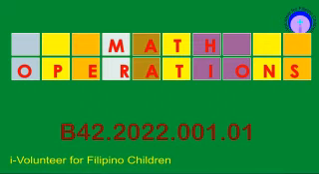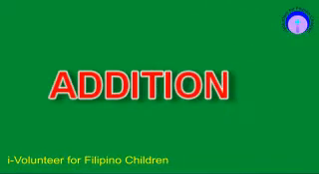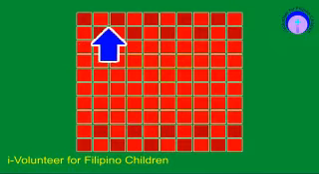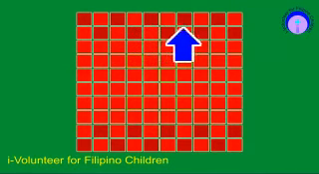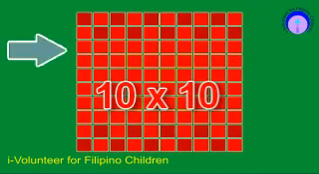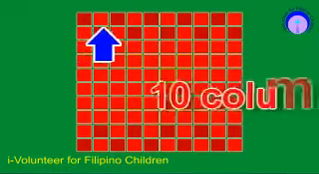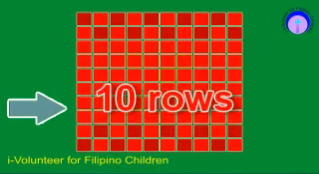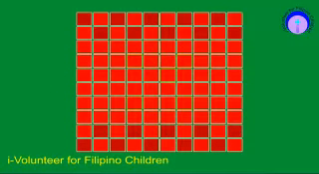In this video, we are going to introduce to you the 4 major math operations, namely addition, subtraction, multiplication, and division. Throughout the lessons, we will be using figures of 10 columns by 10 rows. I repeat, these are the 10 columns and these are the 10 rows. Now, can you think of ways on how to count these blocks?